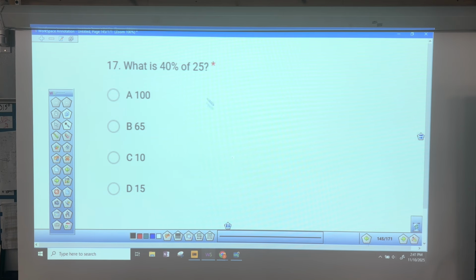40% of 25. So 0.40 times 25. I'm going to rewrite this as 0.4 times 25. So 4 times 25 is 100. How many decimal places do I have? 1. So I come over 1 place. It should be 10.